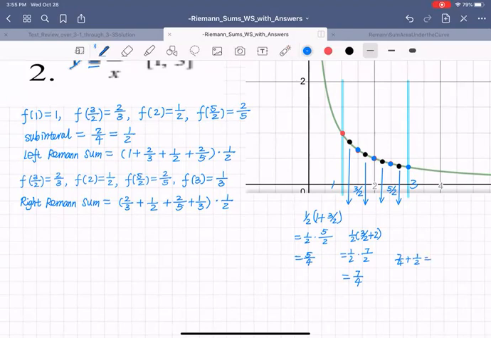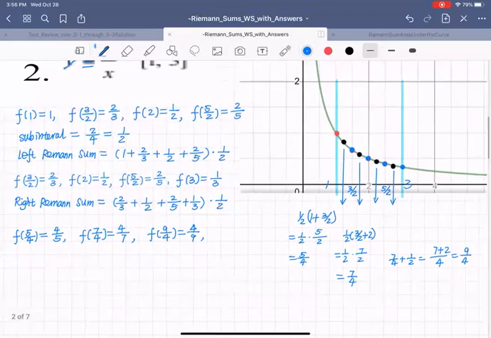We can also do this quickly. So this is 7 plus 2 over 4, that's 9/4. So for the midpoints, we want to calculate the F values. F(5/4) equals 4/5. F(7/4) equals 4/7. F(9/4) equals 4/9.